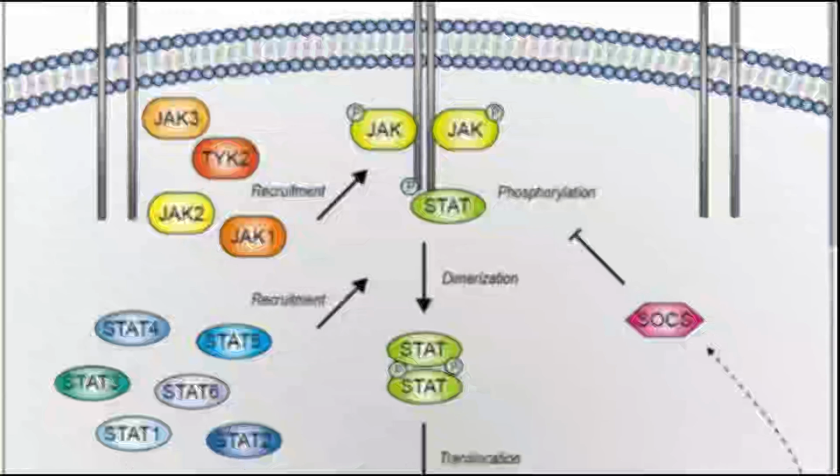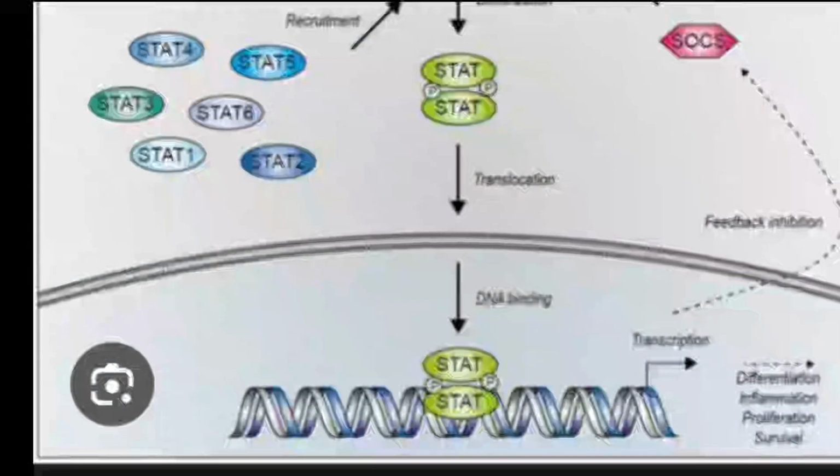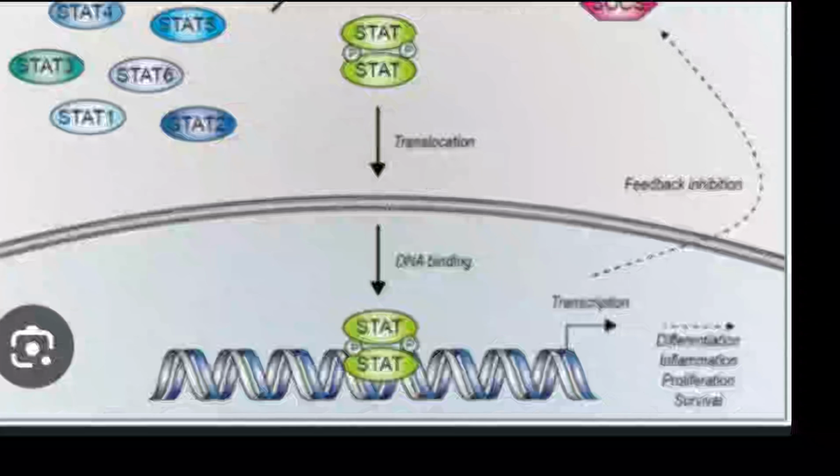Then STAT dimerization and nuclear transport take place. The phosphorylated STAT pairs up, dimerizes and moves into the nucleus. Then gene activation takes place and the cell response begins. Inside the nucleus, the STAT binds to a specific DNA sequence, turning the gene on or off, and this leads to the production of proteins that regulate the immune response, cell growth and inflammation.